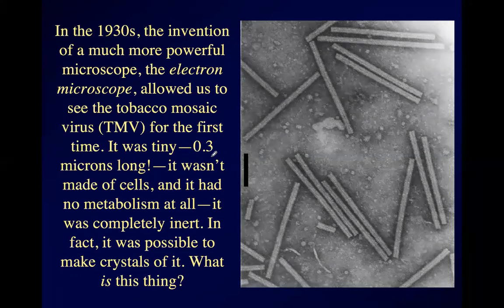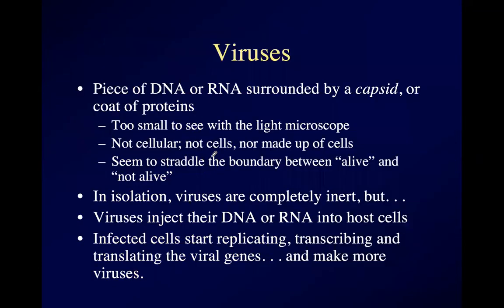It's not made of cells, and it does contain proteins and nucleic acids, but it's got no metabolism at all. It's completely inert. You could take a jar of tobacco mosaic virus and hook it up to machines, and it would do absolutely nothing. It doesn't breed, it doesn't feed. In fact, you can even make crystals out of it. So what the heck is this thing? Well, it's a virus. Okay, what are viruses? Now we can finally reveal the truth.